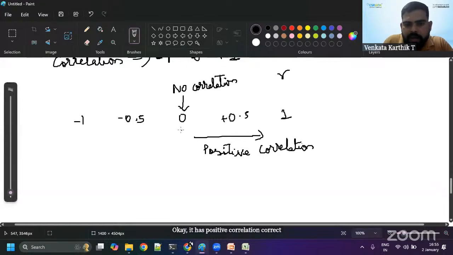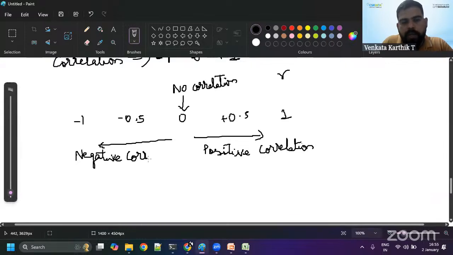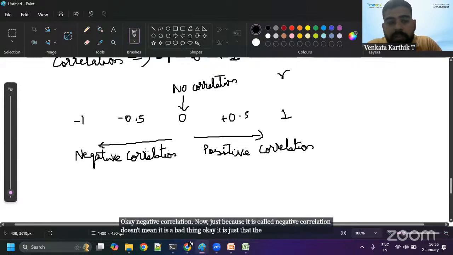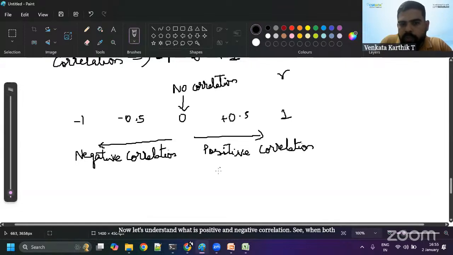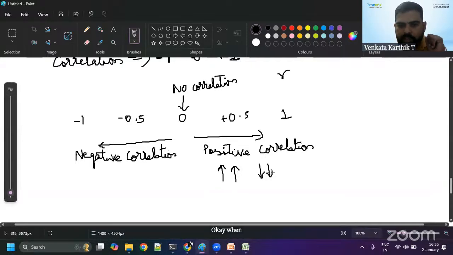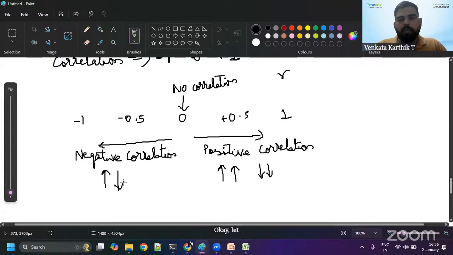In the same way, if the value that gets computed is on the negative side, it is called a negative correlation. Just because it is called negative correlation doesn't mean it is a bad thing. It is just that the relationship between those two variables is different. Now let's understand what positive and negative correlation are. When both the variables move in the same direction, it is called positive correlation. When one variable moves in one direction and the other moves in the opposite direction, it is called negative correlation.